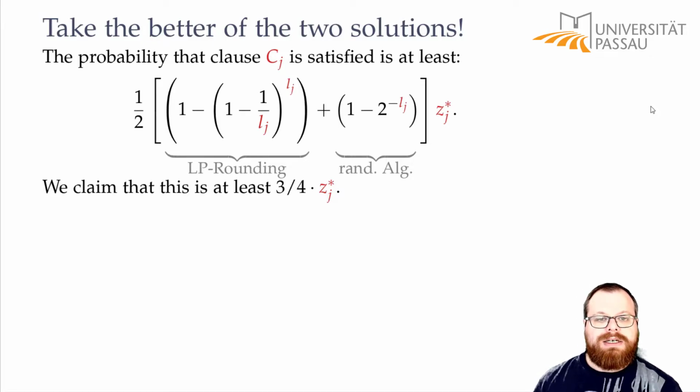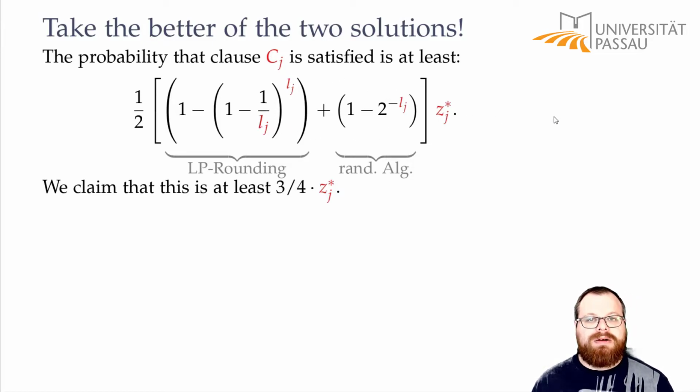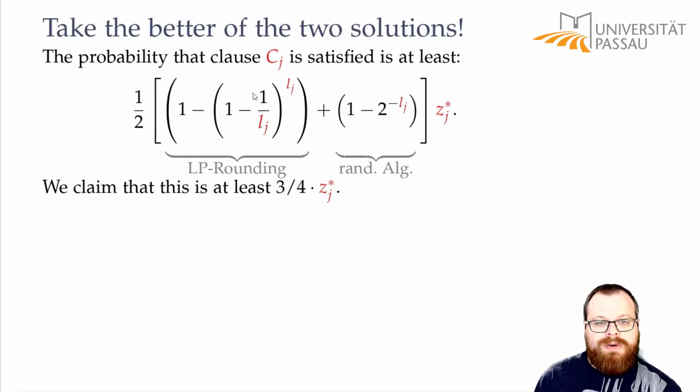For that, let's first consider the case that l_j is 1. So we have a clause with exactly one variable, one literal. What happens here? This one becomes a 1, so this is a 0, so here we have a 1. This here is a 1/2, so we have here 1.5, divided by 2, we have 3/4 times z_j star. So we get exactly this bound.